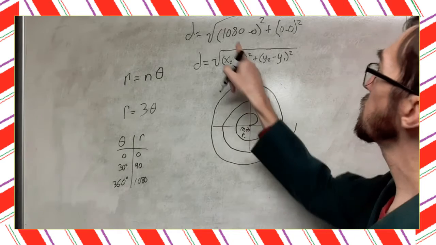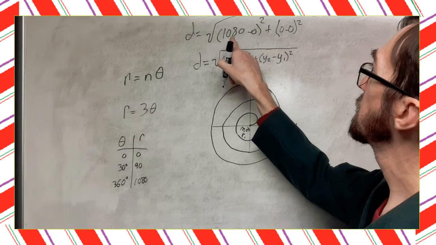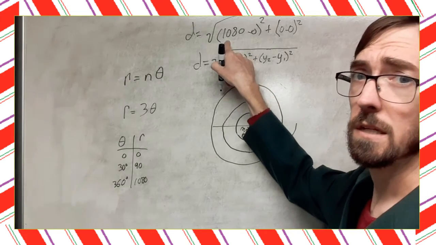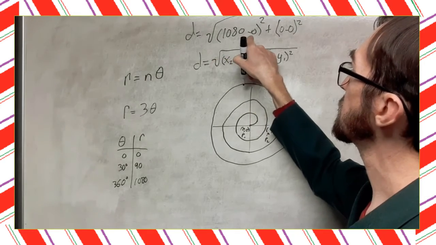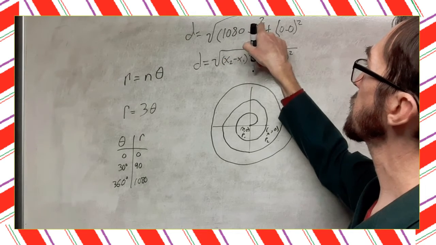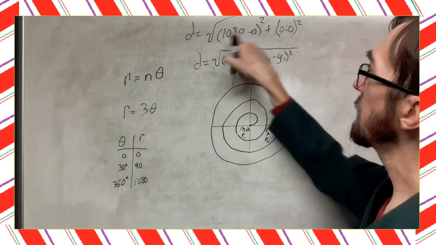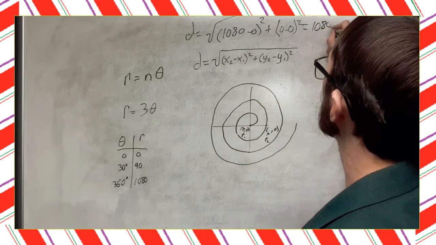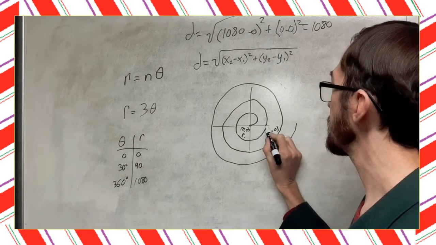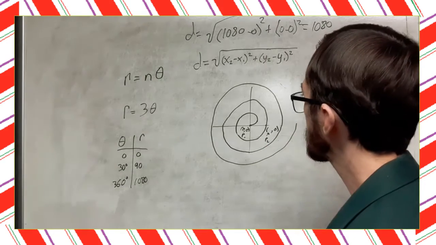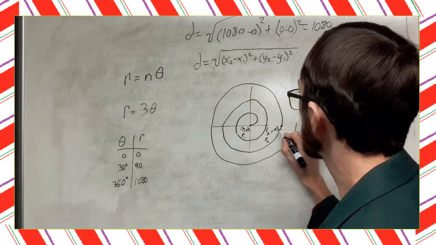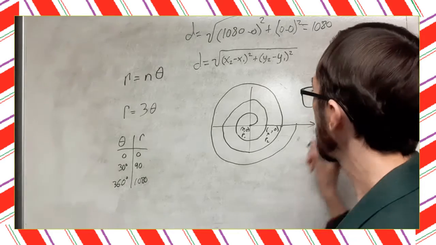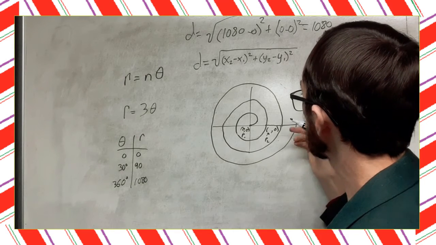So the distance reduces to 1080. 1080 minus 0 is 1080. We're going to square that. We're going to add 0 to it and then take the square root. So we're going to end up with 1080 as the distance between this point and this point. The next thing that we would want to do is, as we extend the x-axis out this direction, look at this next point here.